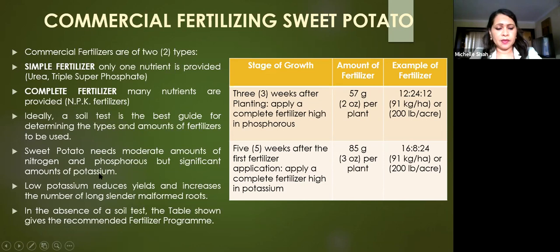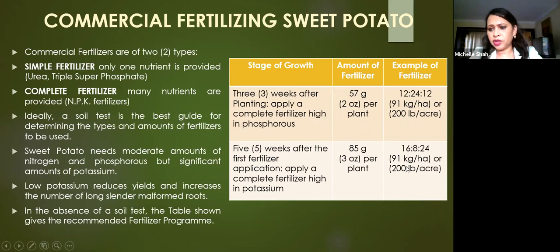Low potassium reduces yields and increases the number of long, slender, malformed roots. So always try to have high amounts of potassium in the NPK ratio. In the absence of a soil test, the table on the right gives the recommended fertilizer schedule. At 3 weeks after planting, we use 2 ounces per plant of fertilizer of the NPK ratio as given. And at 5 weeks after planting, we use 3 ounces per plant in the 16:8:24 ratio.